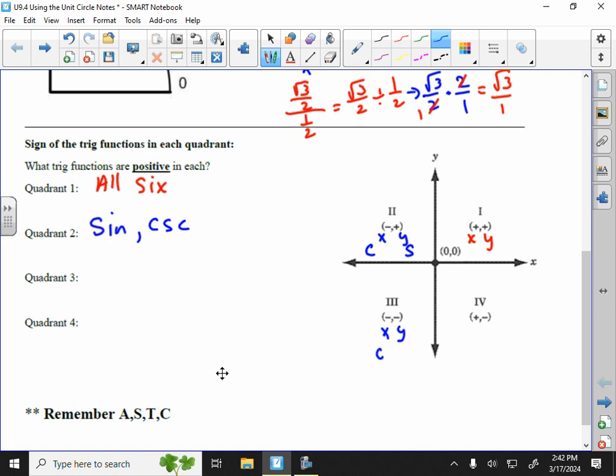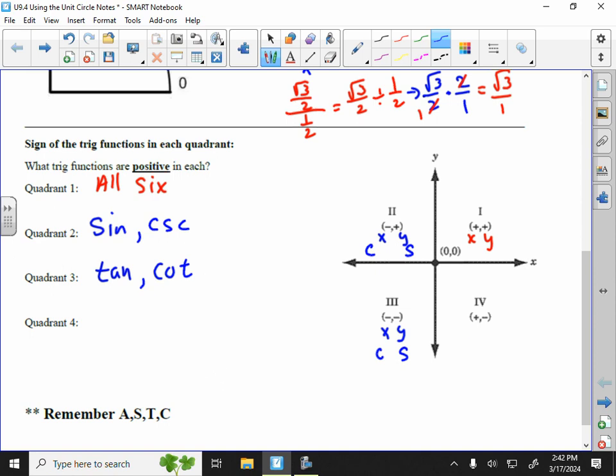Again, cosine is negative in quadrant 3, and the sine would also be negative in quadrant 3. But if we do the tangent, which is the y value divided by the x, a negative divided by a negative turns positive. That means that tangent is positive in quadrant 3, along with its reciprocal, the cotangent.